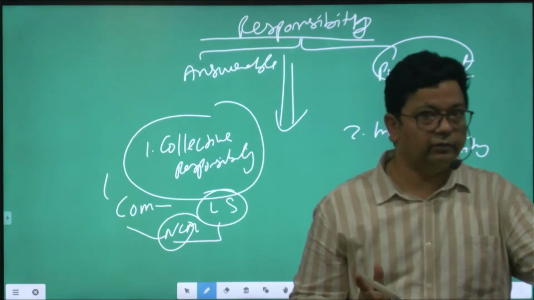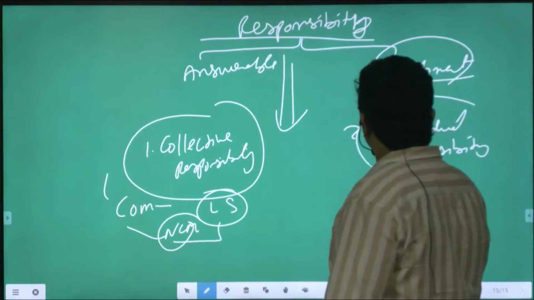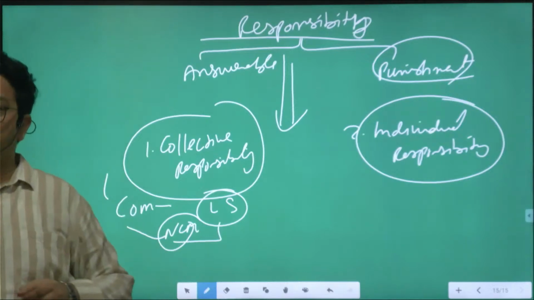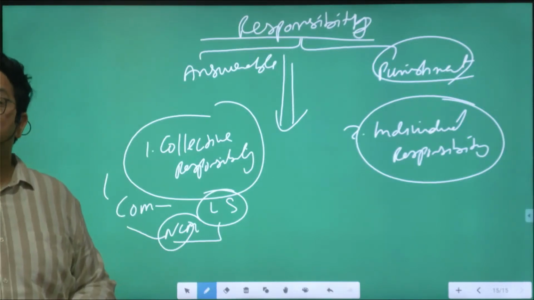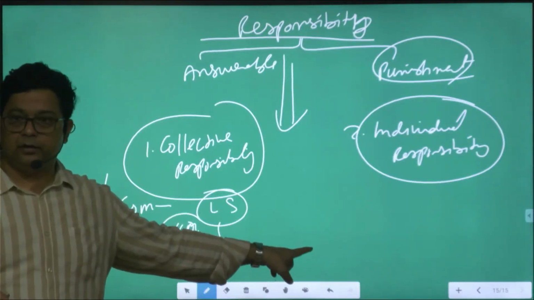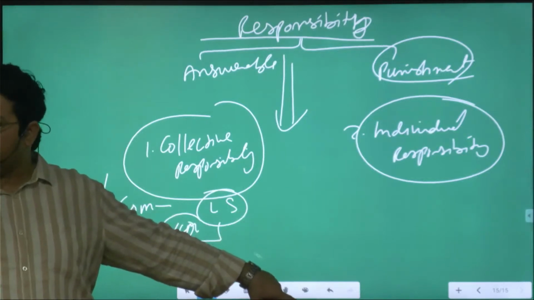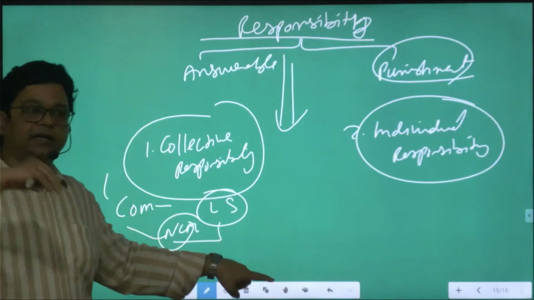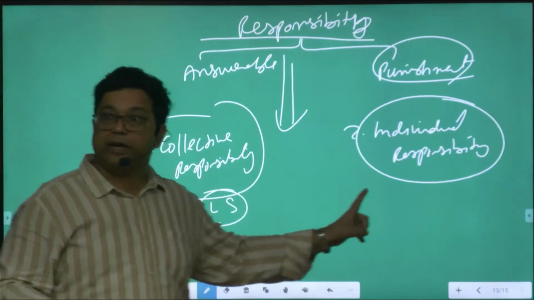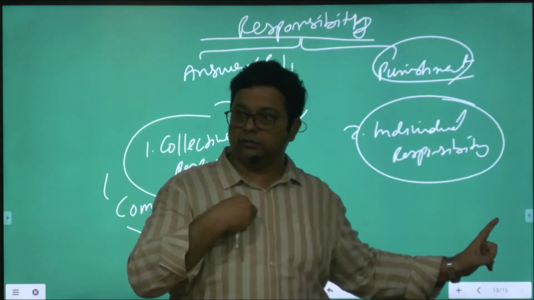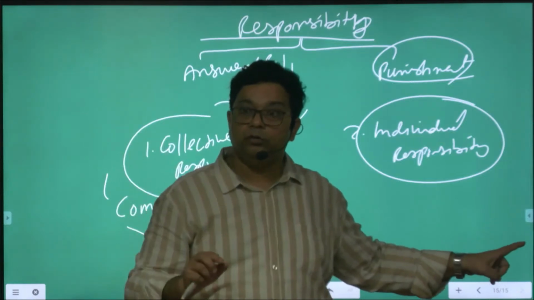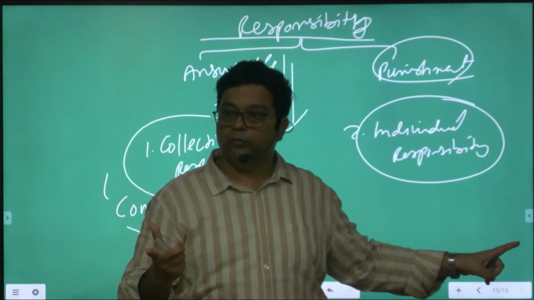Am I clear? Right? Now when we talk about individual responsibility, each of the ministers is individually responsible for their act. Collective responsibility is to the Lok Sabha, so all collective efforts, or any act they have not done in that capacity, they are all responsible to the Lok Sabha. But individually, for their individual acts, answerability and punishment, to whom will they be responsible? President.